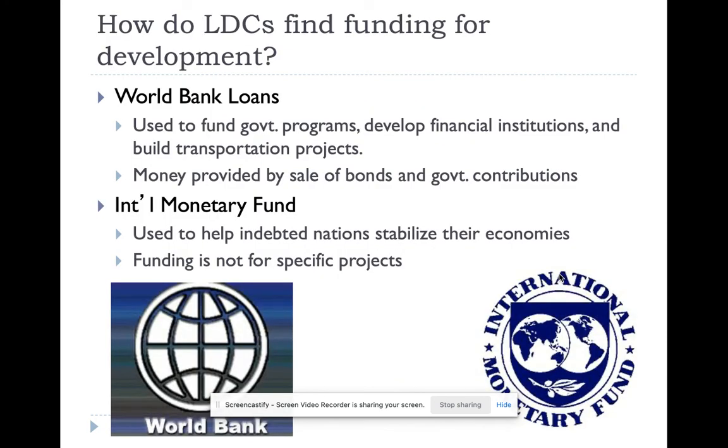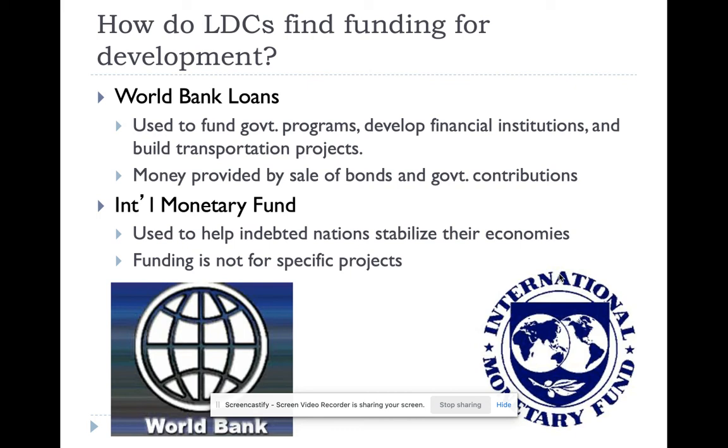All right. So if you are looking to increase your development and you need money to do that, there are places to do that. Two organizations we look at when it comes to that. How to fund your development would be World Bank loans and IMF loans, or the International Monetary Fund. Right. So the difference between those is that the World Bank uses funds to develop. They fund government programs, right, to develop financial institutions and build transportation products.